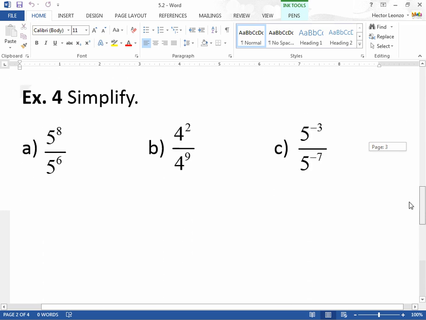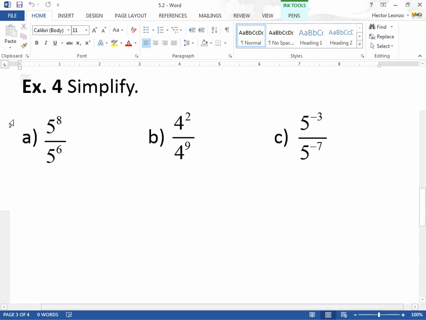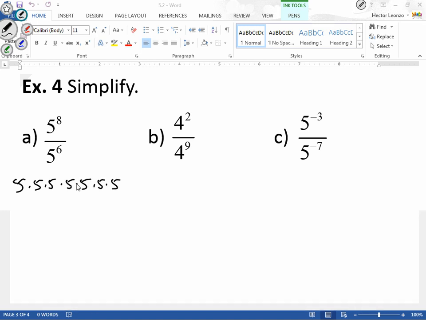So now let's take a look at another example. Let me do this one, example 8. Let me do it the long way. I have 5 eight times. 1, 2, 3, 4, 5, 6, 7, and 8.